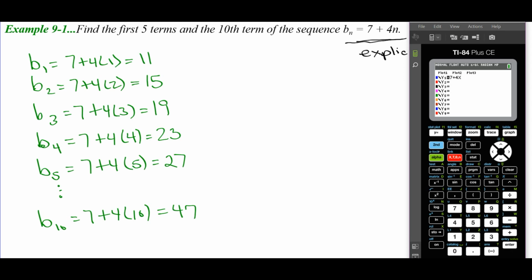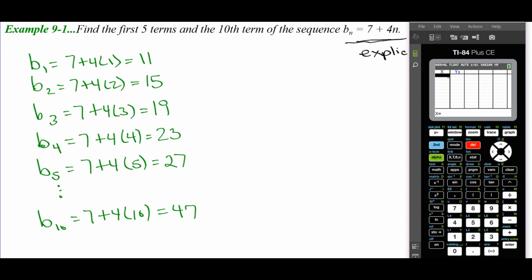So now what I want to do, instead of looking at the graph, we're going to go to the table. So second graph to go to your table. You may have numbers in your x column, and if so, you should be able to press your delete button to remove them. If you can't remove them with your delete button, then you didn't set your table settings properly, and you want to back up and check your table settings.